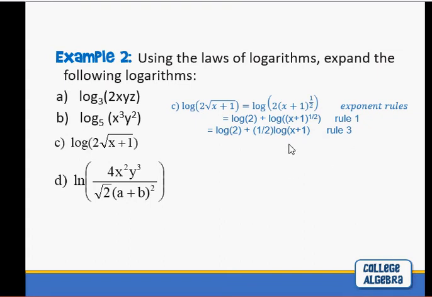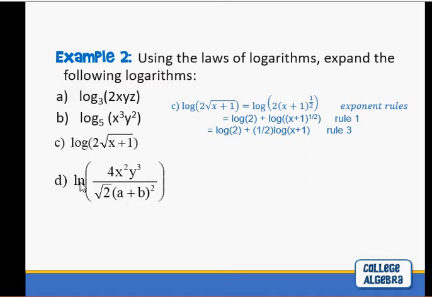You cannot break apart log of x plus 1. There's rules for breaking apart multiplication, division, and powers, but there's nothing we can do with the addition or subtraction inside the log. So that one's finished. And then I'll show you on D, really, I can do this in 1 or 2 steps.